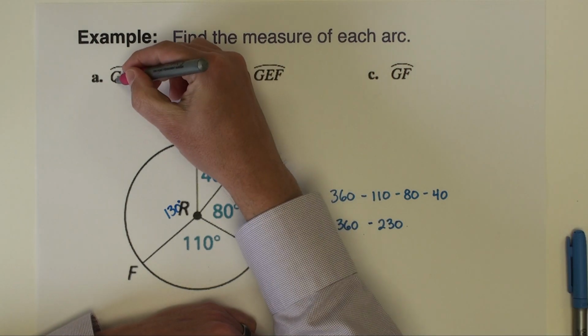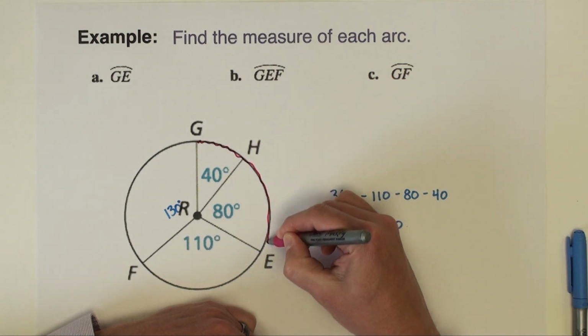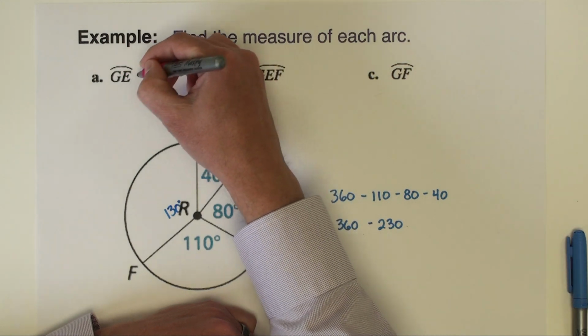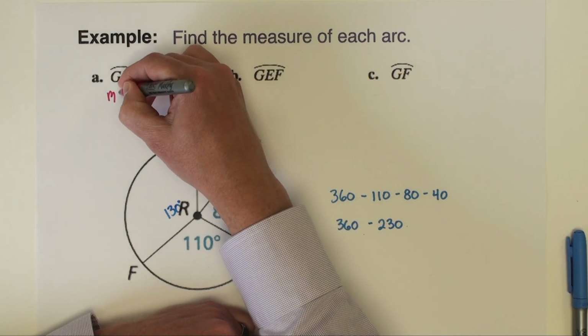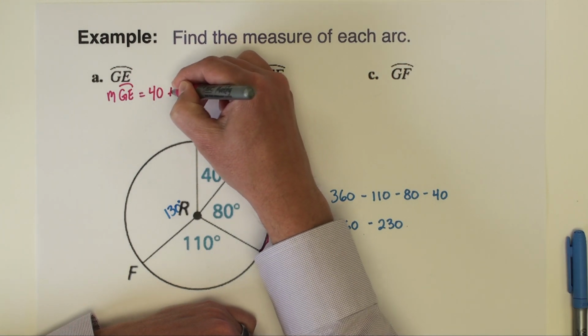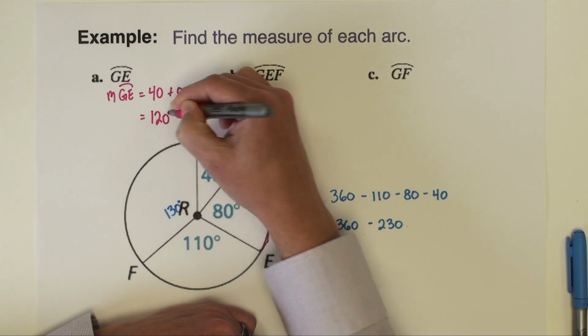From there, we're ready to begin. The measure of arc GE starts at G, ends at E. That's here to here. That's the combination of these two central angles. So the measure of arc GE is 40 plus 80, which is 120 degrees.